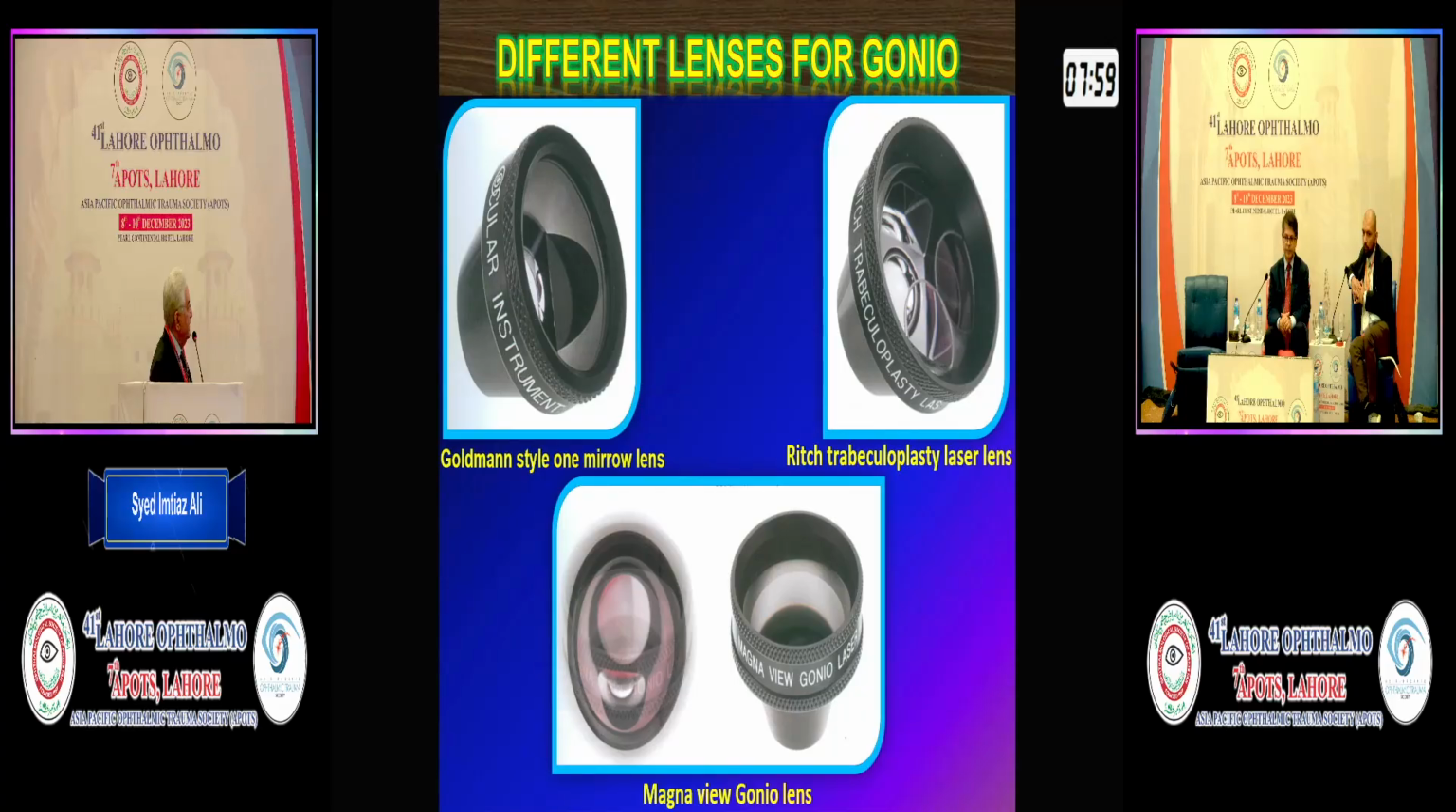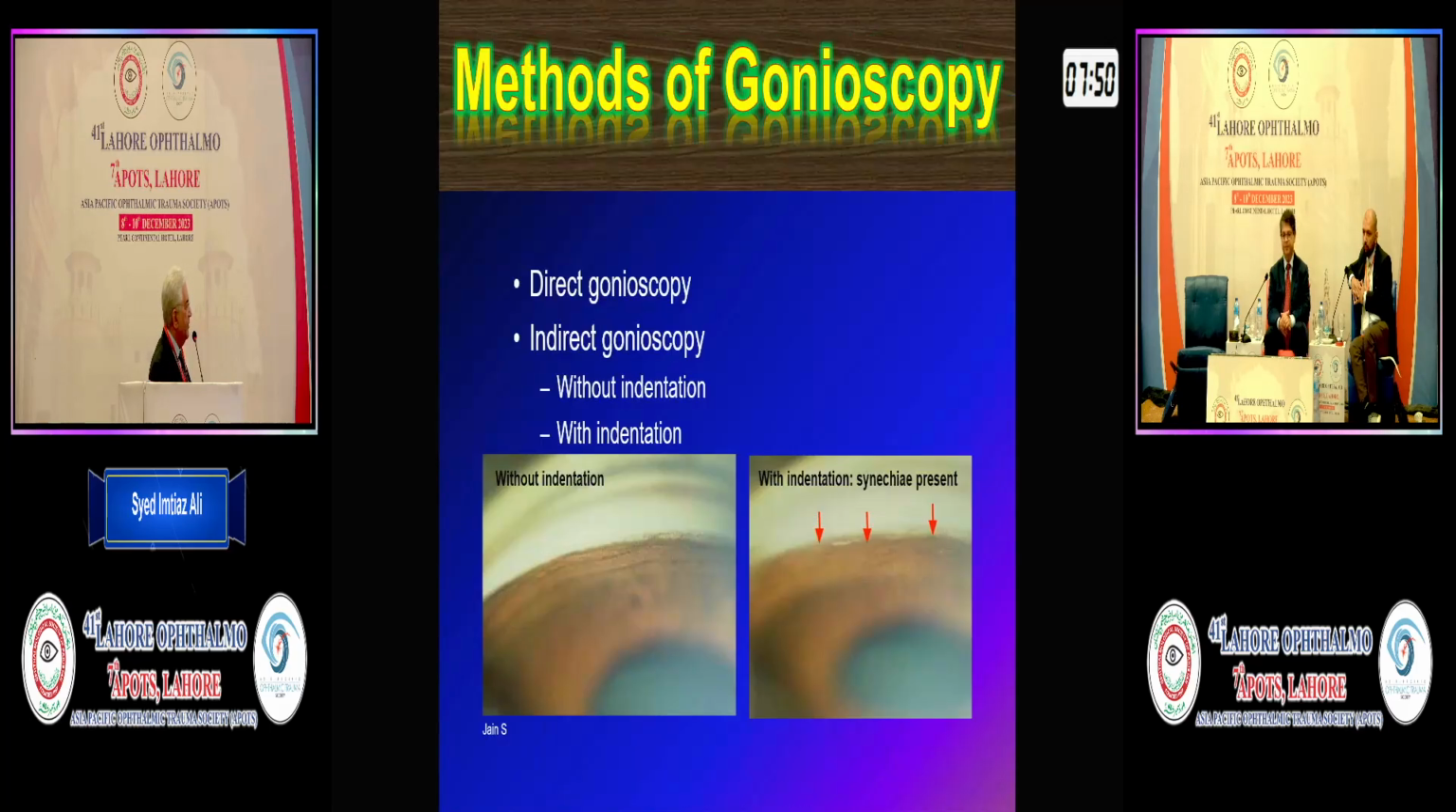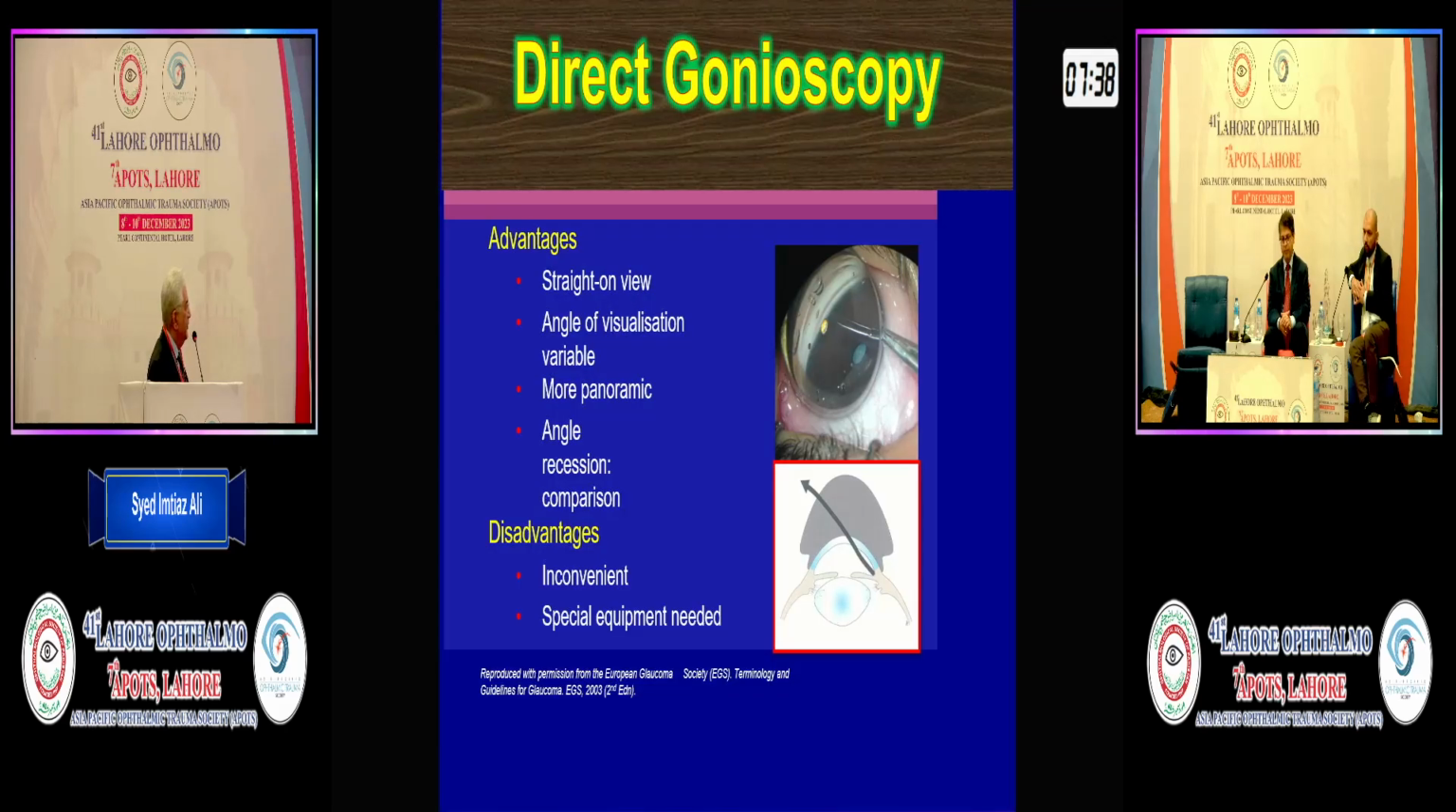This is a Goldmann Style 1 mirror lens. This is a MagnaView gonio lens. You can use a Posner. You can use a rich trabeculoplasty lens. There are two methods, direct and indirect. And indirect gonioscopy can be without indentation and with indentation. The indentation will open up the angle for you.